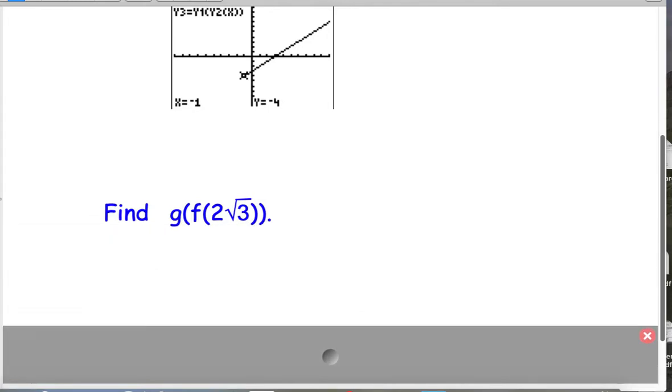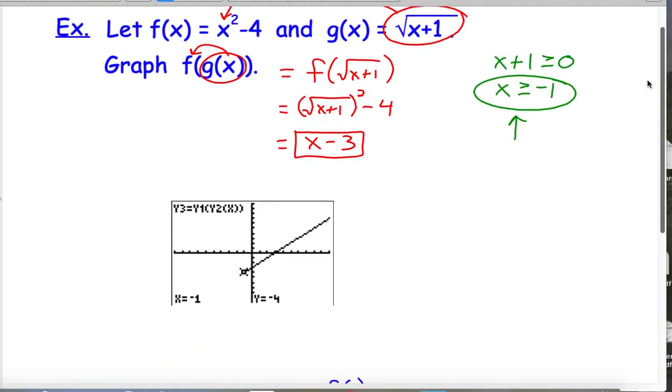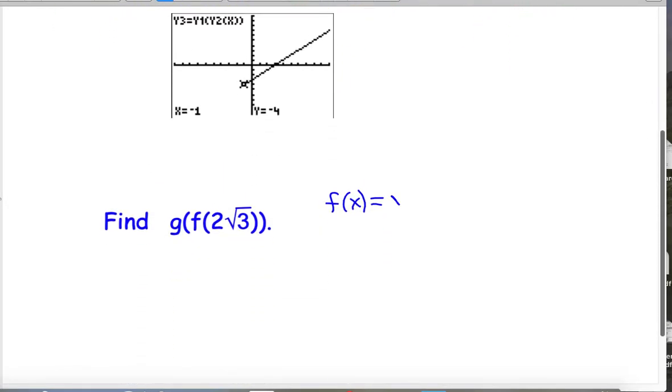What if I asked you to find g of f of 2 root 3? Well, let's write down what those functions were again. F of x was equal to x squared minus 4, and g of x was equal to the square root of x plus 1. So to do g of f of 2 root 3, I need to take 2 root 3 and send it to the f function. So I'm going to put in here 2 root 3.